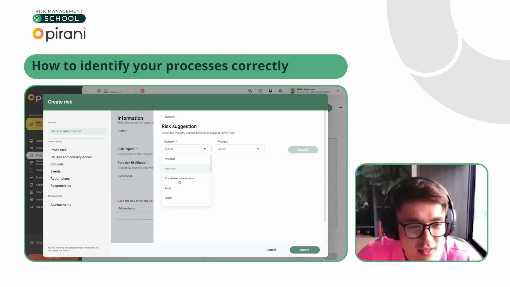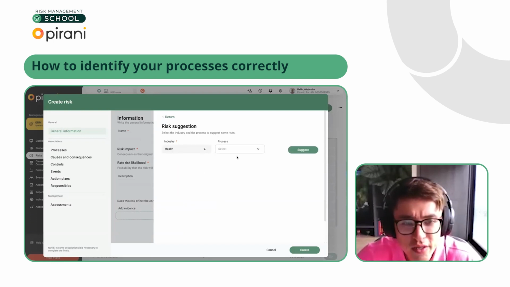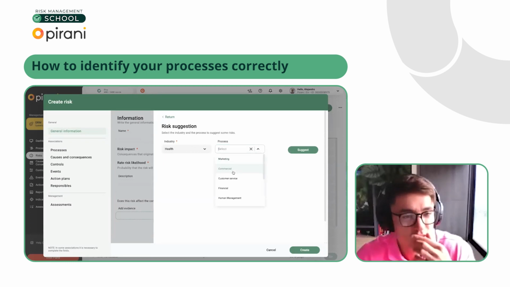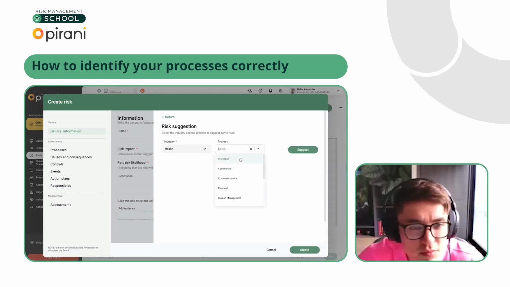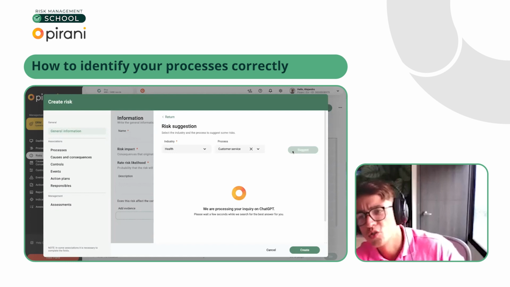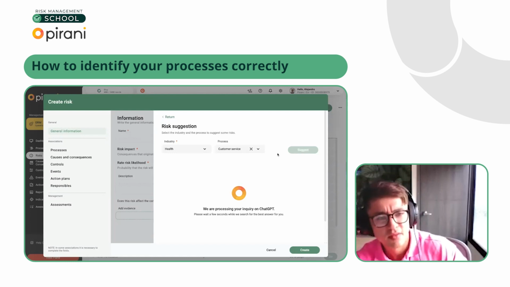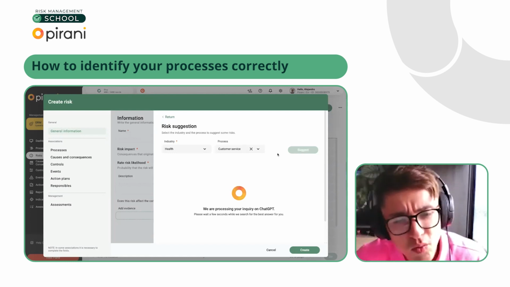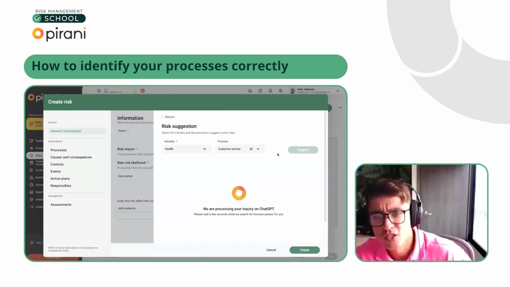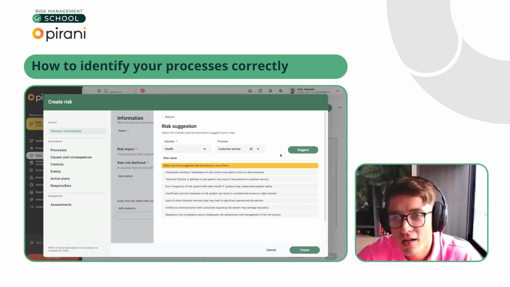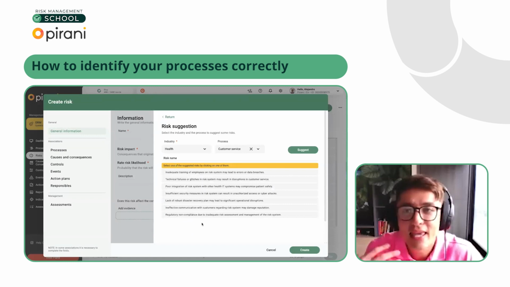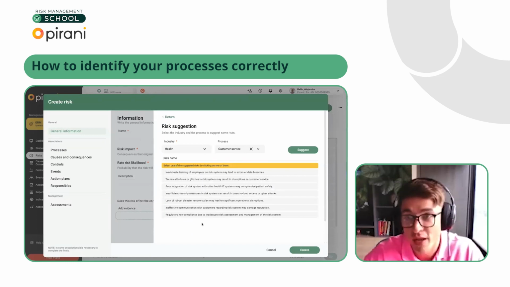Okay, someone put the health industry, and I want to choose what process of the health industry can be affected, maybe the marketing process or the customer service. So I'm going to click suggest. Basically we are connecting with the information of ChatGPT so it can suggest a list of risks that I can use in the risk management of my company.